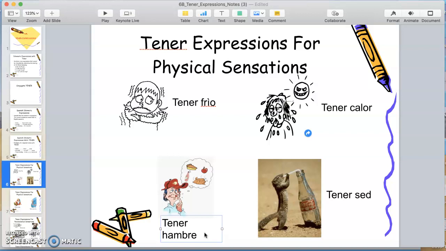Hunger. To have hunger is the literal translation. Or for us, when we speak it in English, it would be to be hungry. So I have in my notebook somewhere, tener hambre equals to be hungry.